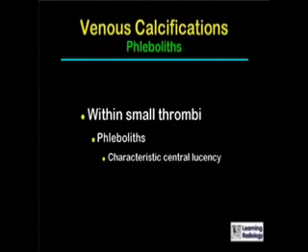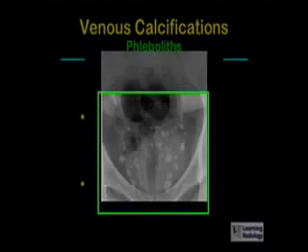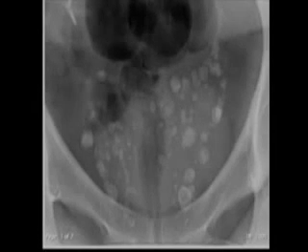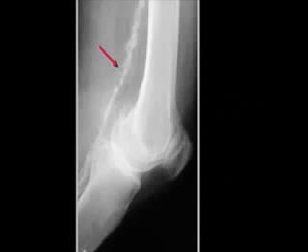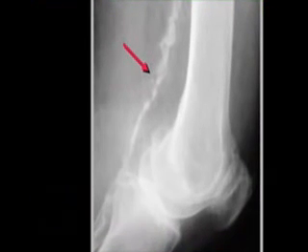Venous calcifications are usually within small thrombi, phleboliths, which have a characteristic central lucency, or within longer thrombi. This is an example of multiple phleboliths in the pelvis, and you can see that this phlebolith has a characteristic central lucency, which can frequently help differentiate it from a stone in the urinary tract. This is an example of a long calcified venous thrombus. It has a shaggy, irregular appearance, but it is linear in nature.